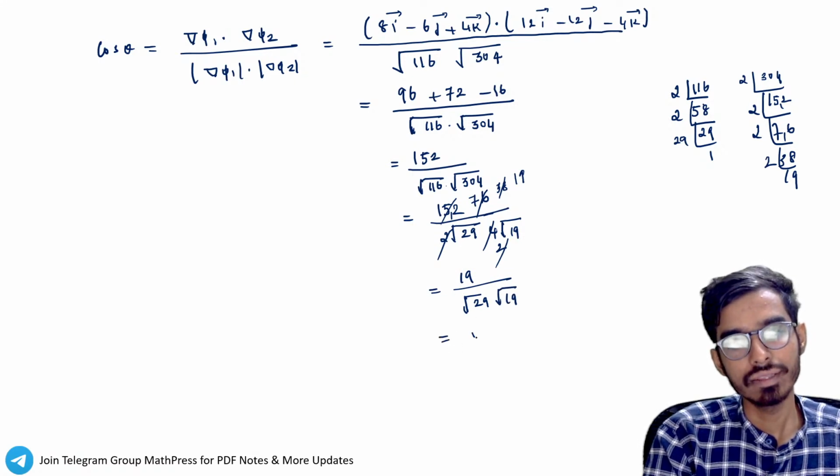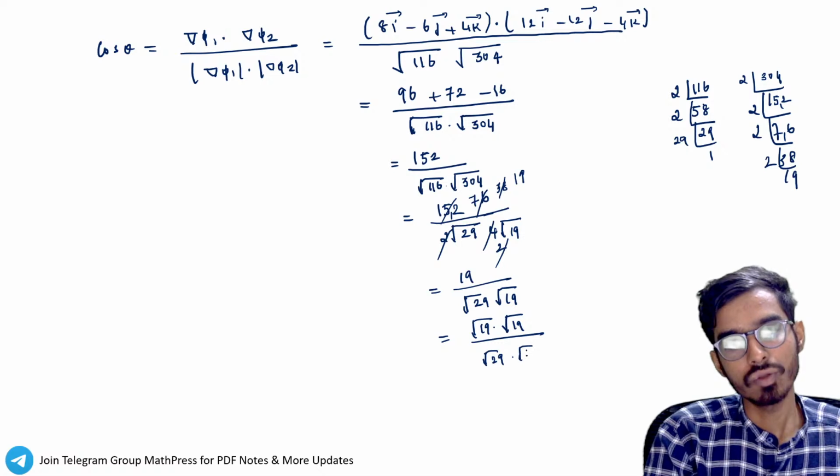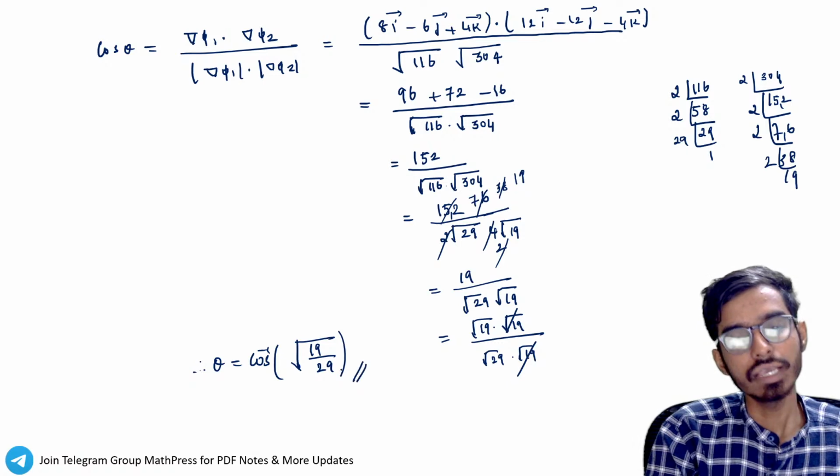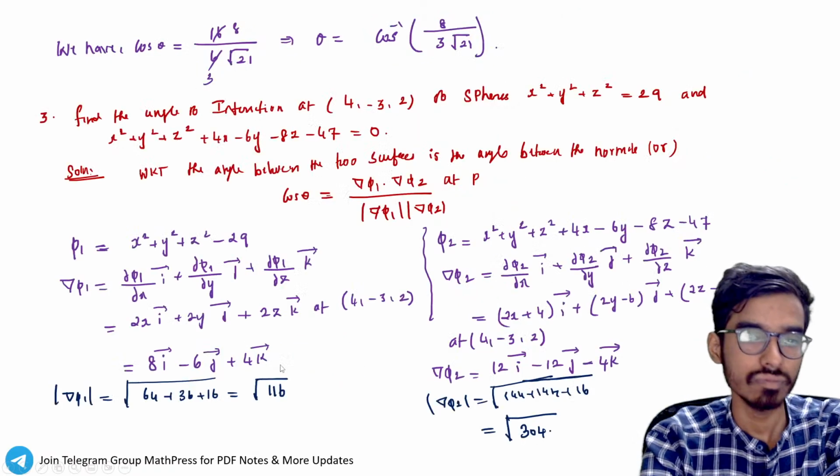Or you can also write this 19 as root 19 into root 19 divided by root 29 into root 19. So these two will get cancelled. Therefore, theta is equal to cos inverse of square root of 19 by 29, right? This is the angle between them. Is it clear?